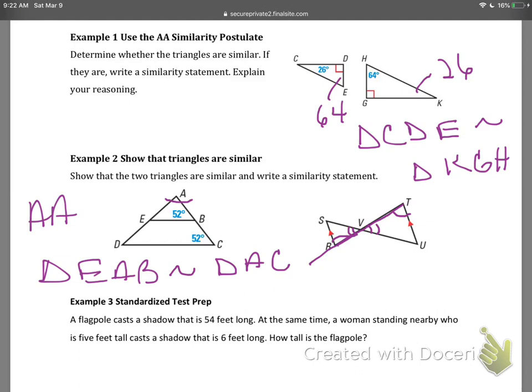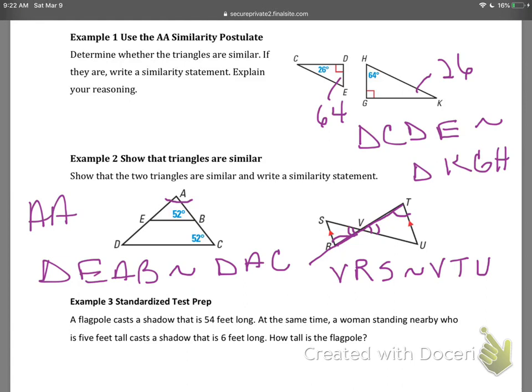Okay, so what's my similarity statement? Why don't we start with V? V, R, S is similar, start with V again, V, T, U. Okay, so I've looked at the triangles based on parallel lines. I got alternate interior angles equal, and then based on my vertical angles, I know that those angles are equal.